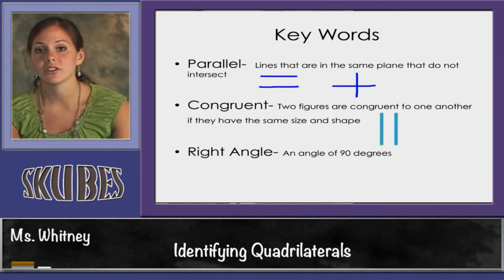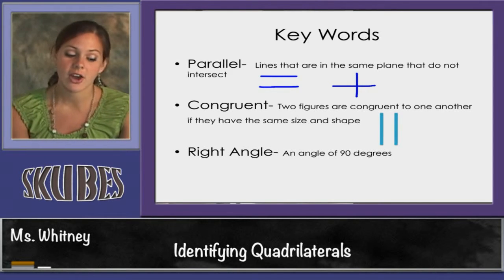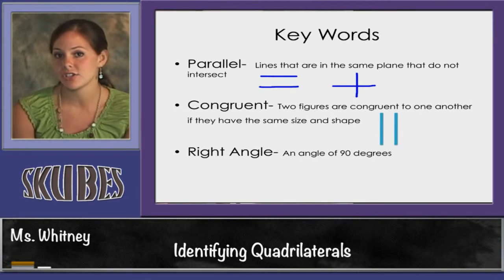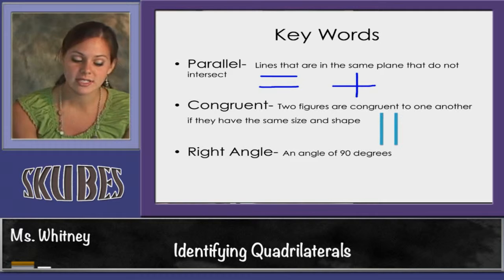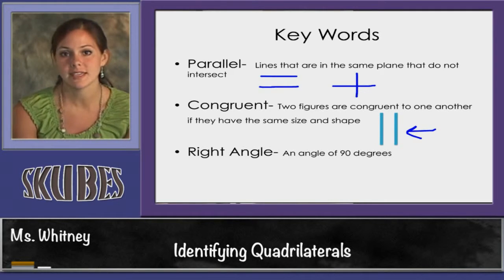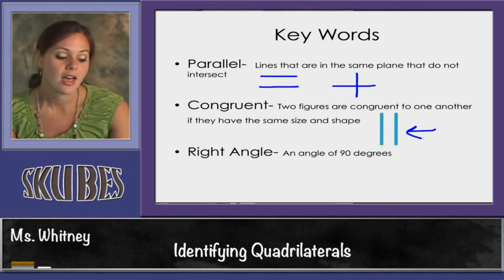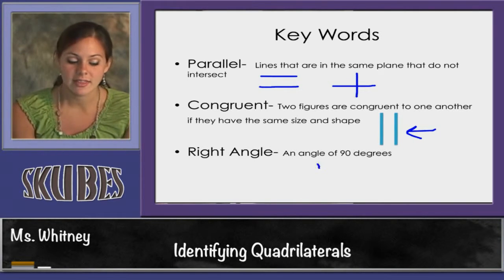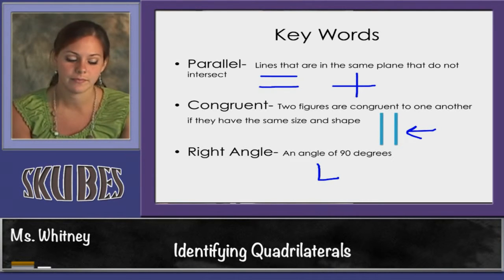The next word is congruent. Two figures are congruent to one another if they have the same size and shape. The two lines you see drawn here are congruent. They have the same size and shape. A right angle is an angle at 90 degrees. The edge of your paper makes a 90-degree angle.